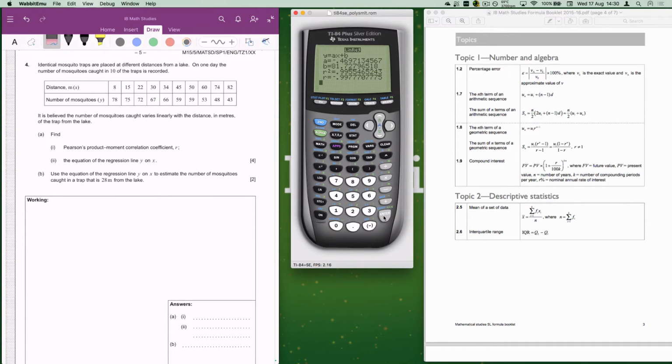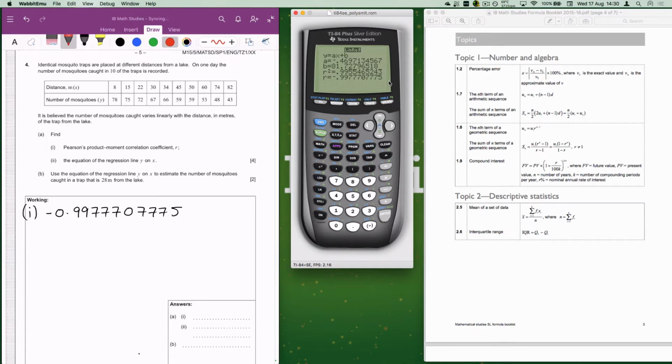And there we go. We've actually worked out everything for part A, and all we have to do now is write it down onto the page. Pearson's product moment correlation coefficient R is the R that's written on the screen here. So all we have to do is write that down. Part 1 is minus 0.997777... 0.7775. And we're going to write that to 3 significant figures.